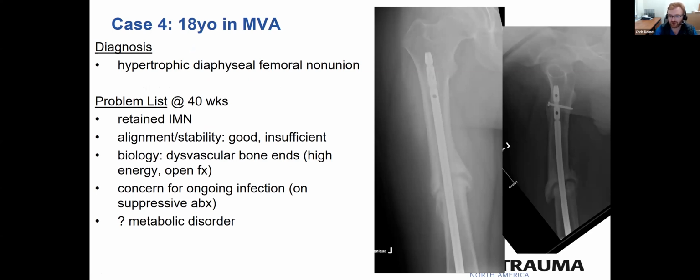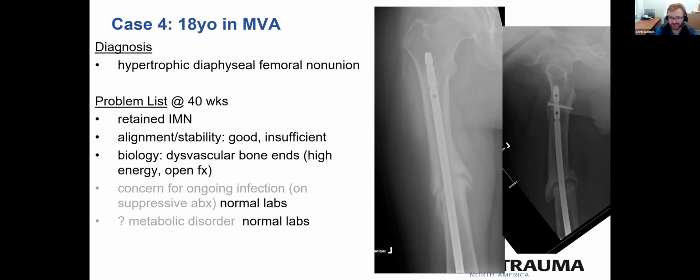Now I'm starting over though. It's still not united. I've got my retained intramedullary nail. I think my alignment is good. I think I have insufficient stability. The biology is still definitely in question. Does he have ongoing infection? He was on suppressive antibiotics for 6 months at this point. And then did we change his metabolic state with his vitamin D?